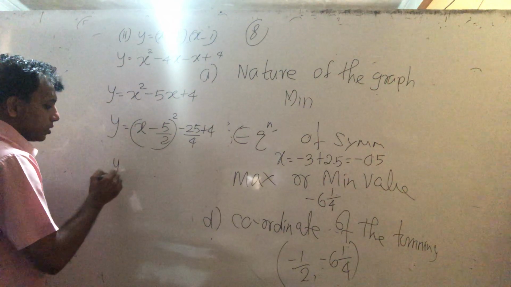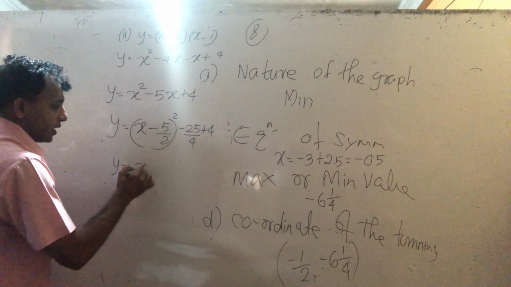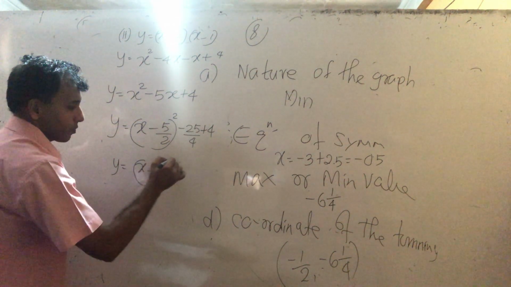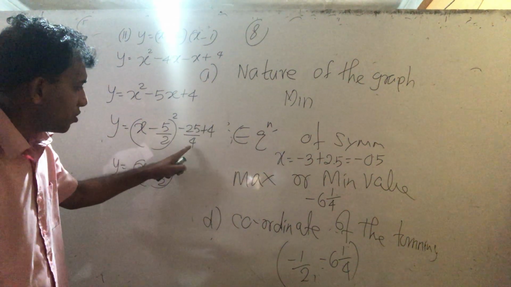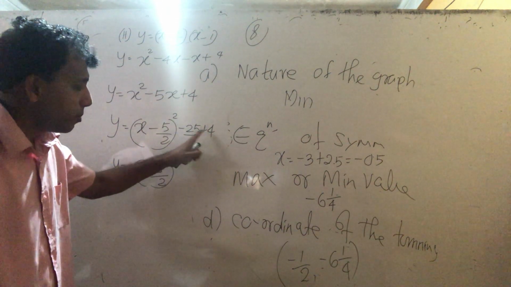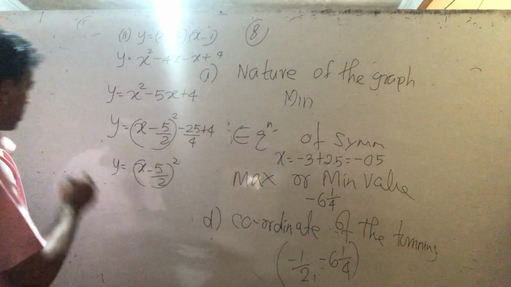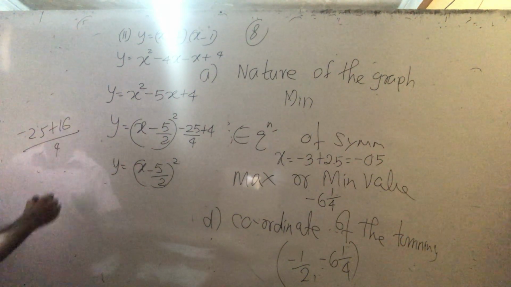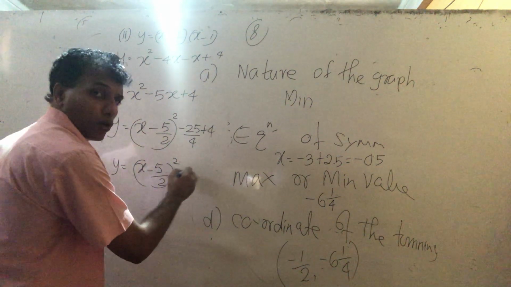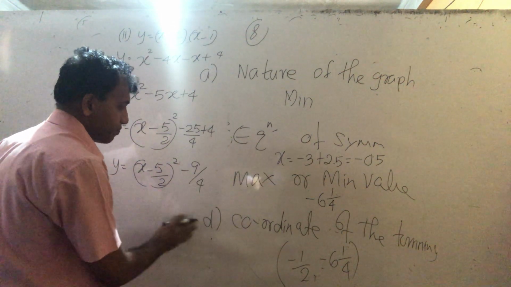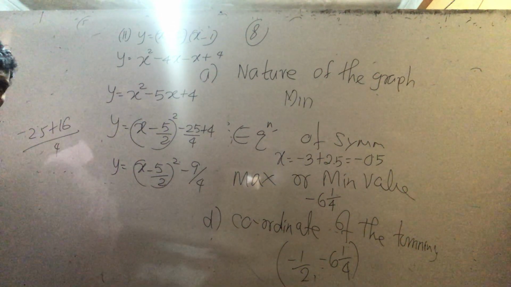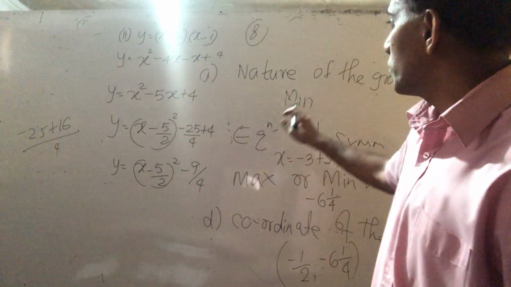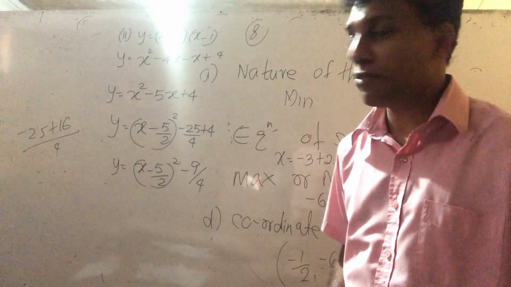So y equals x minus 5 over 2 all things square. Simplify this, 4, 16. Minus 25 plus 16 over 4. So what is that? Minus 9 over 4. Is it? That's enough. Then give all these parts. First part, okay, minimum graph.